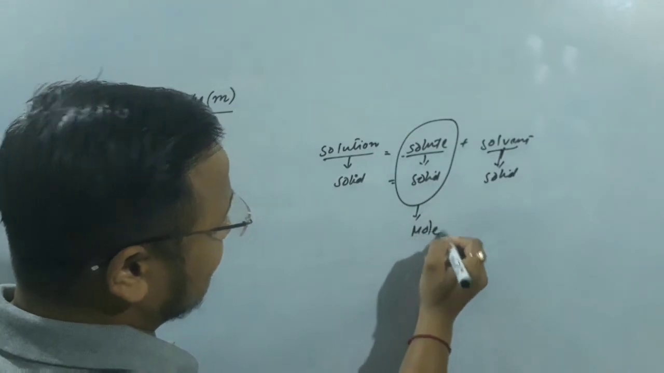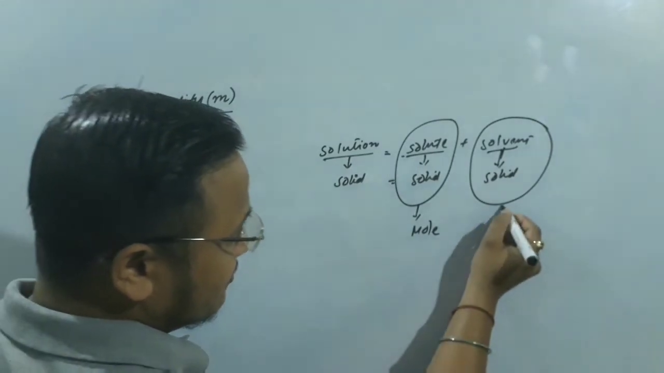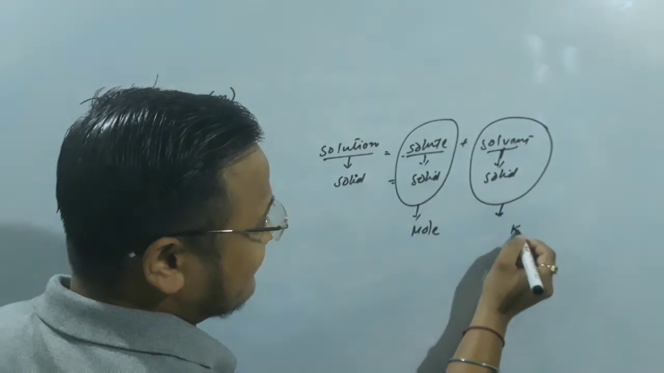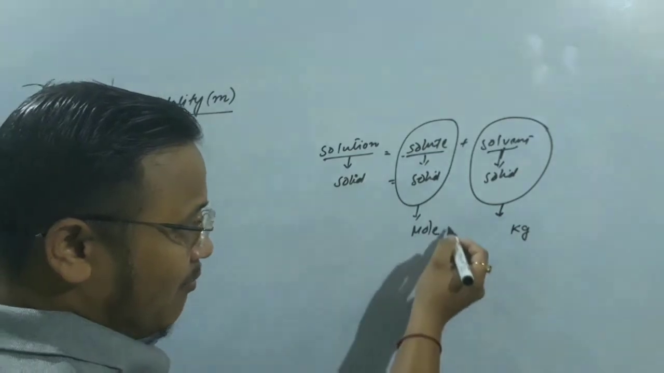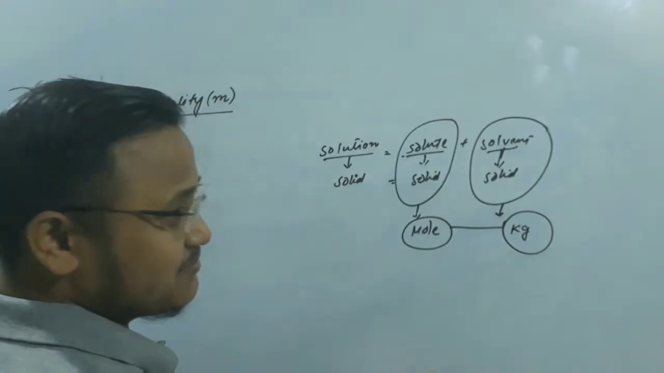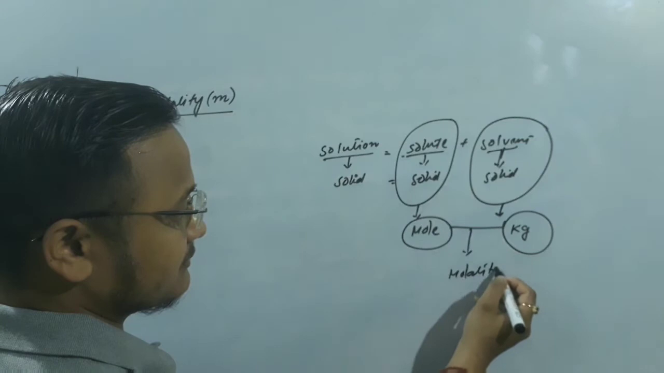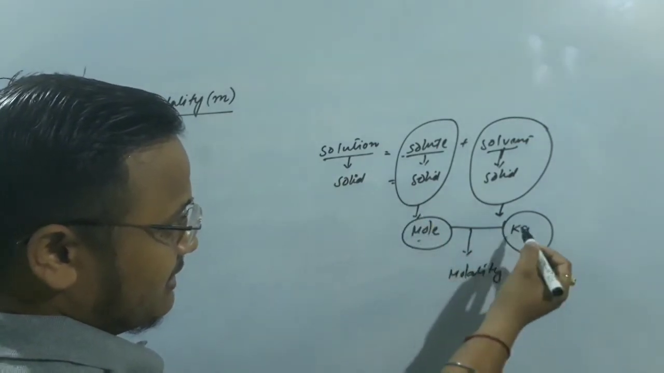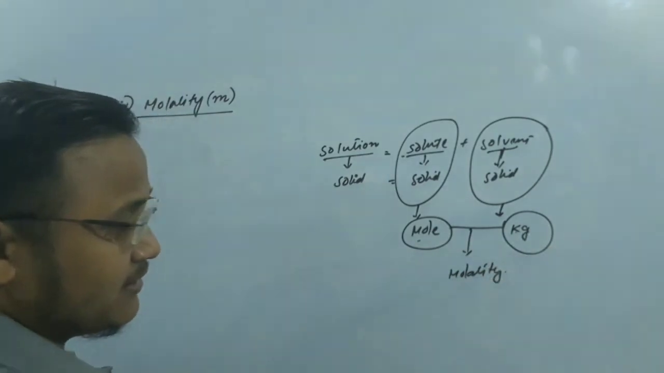Obviously again you have to calculate the mole. But whatever solvent is given to you, you have to convert this in terms of kilogram. What I mean is that moles of solute per kg of the solvent. That is what our molality is. Got the logic, guys? Moles of solute per kg of the solvent. That is our molality.